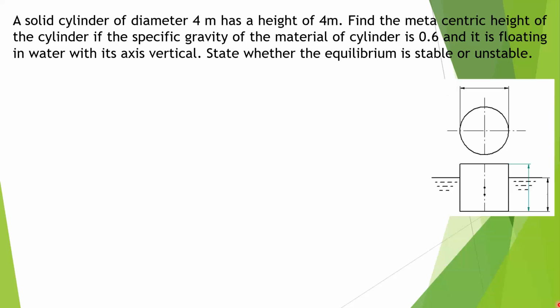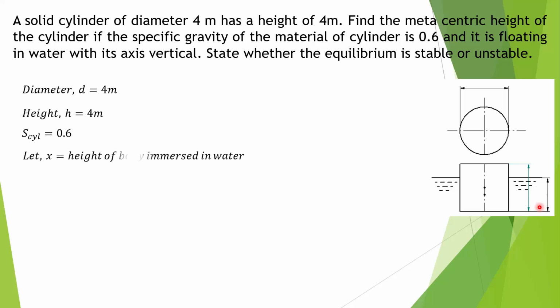This is the diagram. A cylinder having a height of 4 meter. The diameter is given, that is 4. Height is given, that is 4. And the specific gravity of the cylinder is given as 0.6. Let x be the amount of cylinder that has been immersed inside the water. Height that is immersed.